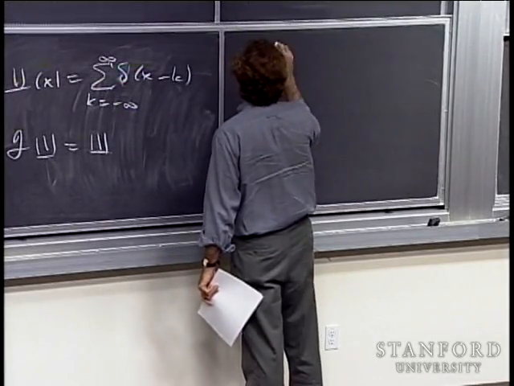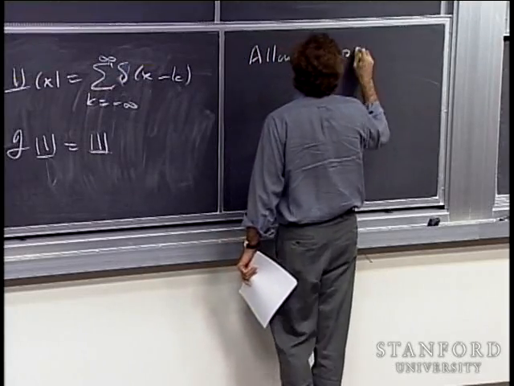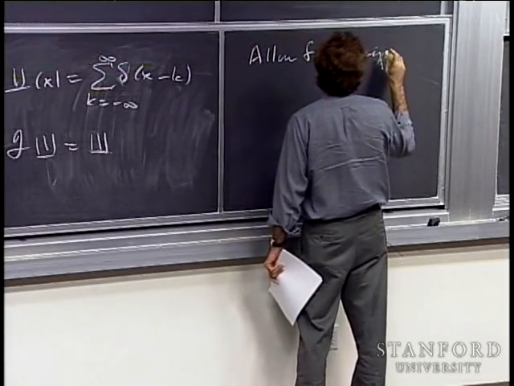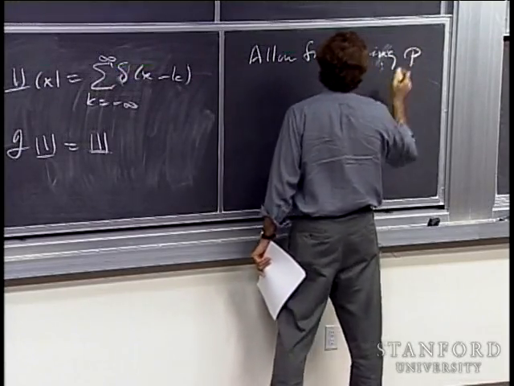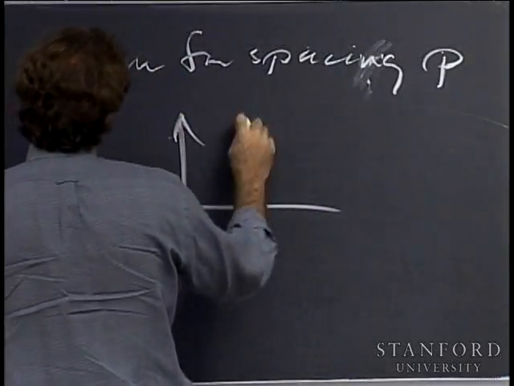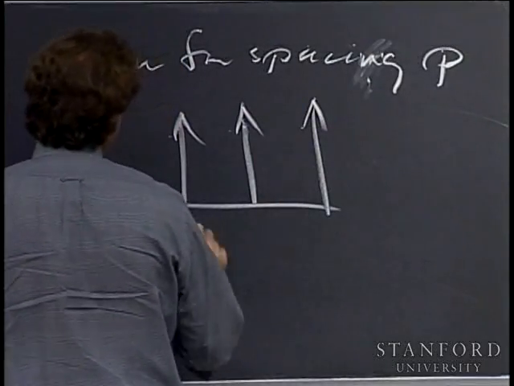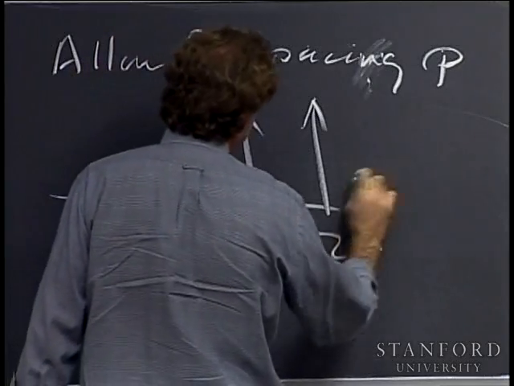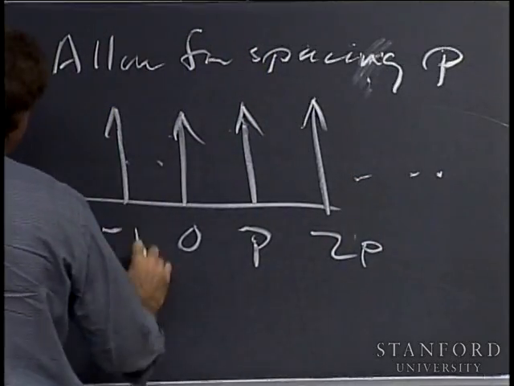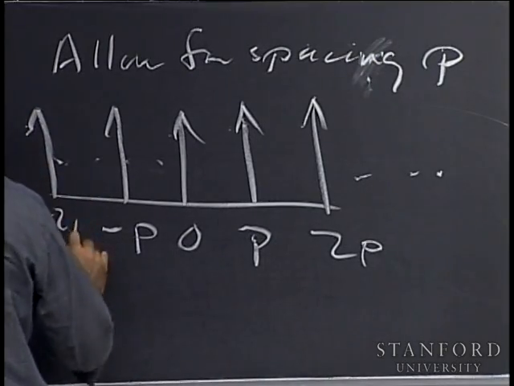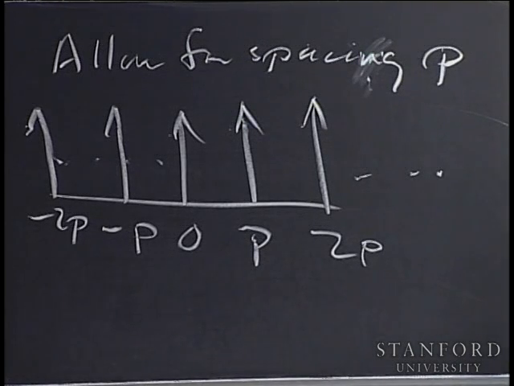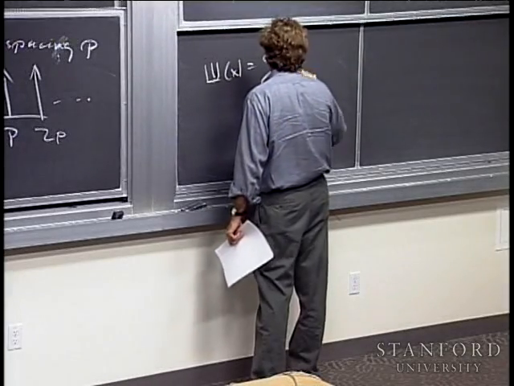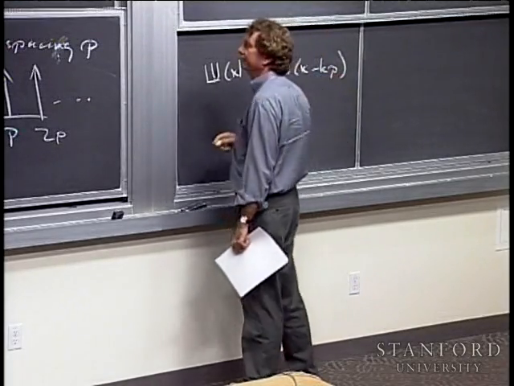We allow for spacing p, spacing other than the integers. So spacing p. That is to say, it doesn't matter what I call it. So instead of spaced at the integers, I put deltas at the points 0, p, 2p, and so on, minus p, minus 2p. All right, so this time the Shah function has the same sort of definition, but the spacing is different. So it's again the sum from minus infinity to infinity of delta of x minus kp.